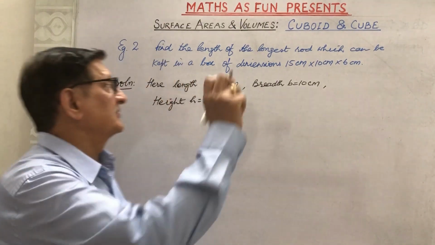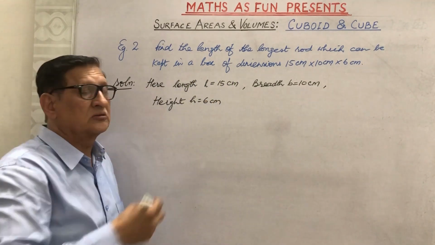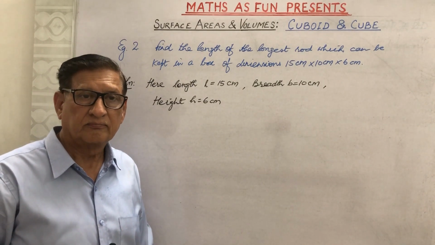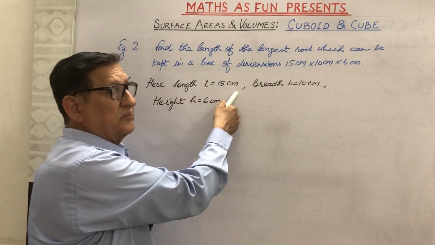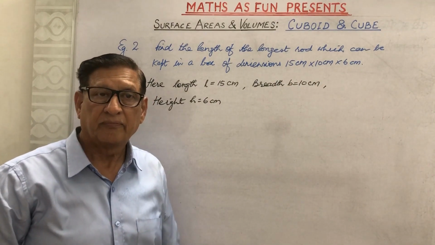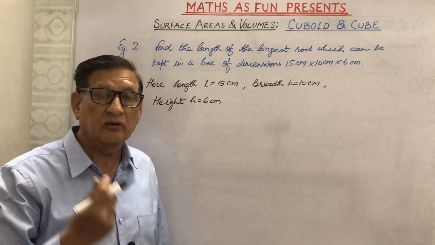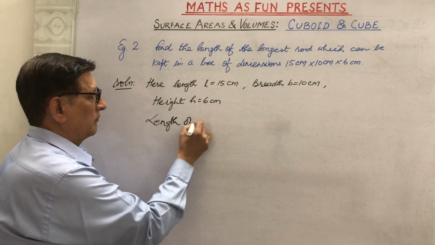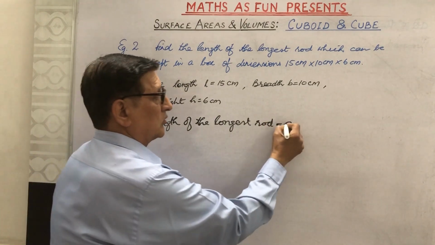The second example is: find the length of the longest rod which can be kept in a box of dimensions 15 centimeter into 10 centimeter into 6 centimeter. We have been given these three dimensions, which means length is 15 centimeter, breadth is 10 centimeter and height is 6 centimeter. We know the length of the longest rod which can be kept is the diagonal of the cuboid. So we can write the length of the longest rod is equal to diagonal.